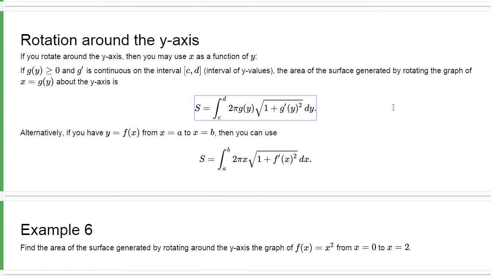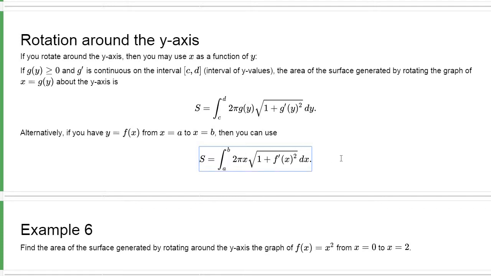Now it's also possible to do this in terms of x. So if you're not given a y function, if you have an x function, you can convert it to a y function and use this first formula, but you don't have to. It actually works out nicely, which I won't prove, but take my word for it. You can use the x function, f here. The only thing that changes is that now the radius is given not by the function, but by x itself.